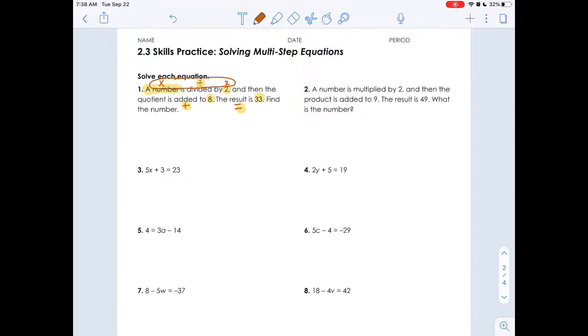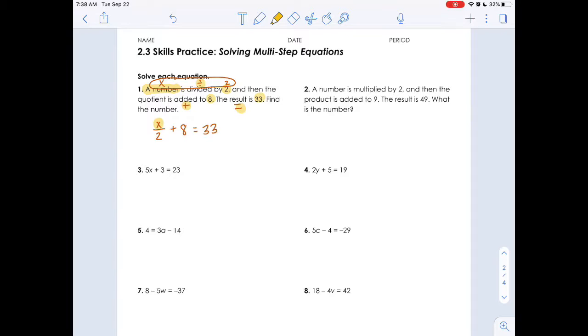So now that we have all these ideas, we can write them down. So first we're going to do x divided by 2. I prefer to write division like this. x is being divided by 2. And then the quotient, the answer of that, is being added to 8. And then the result is 33. All right, now we have an equation that we can solve.